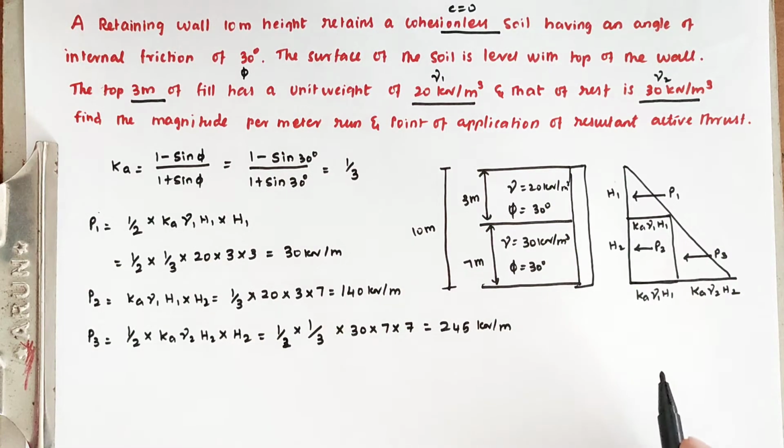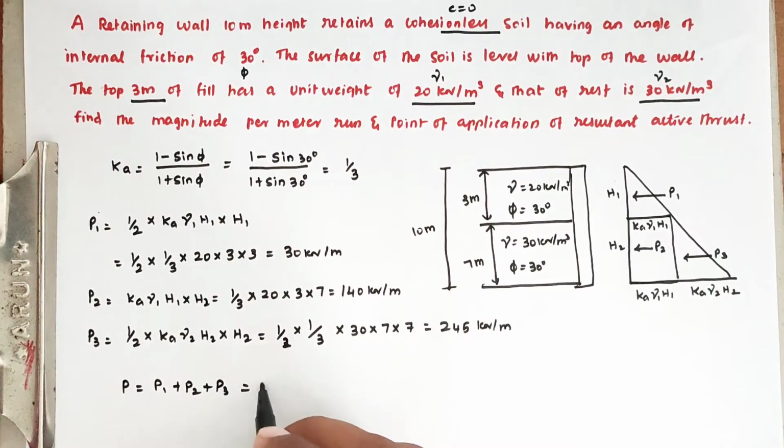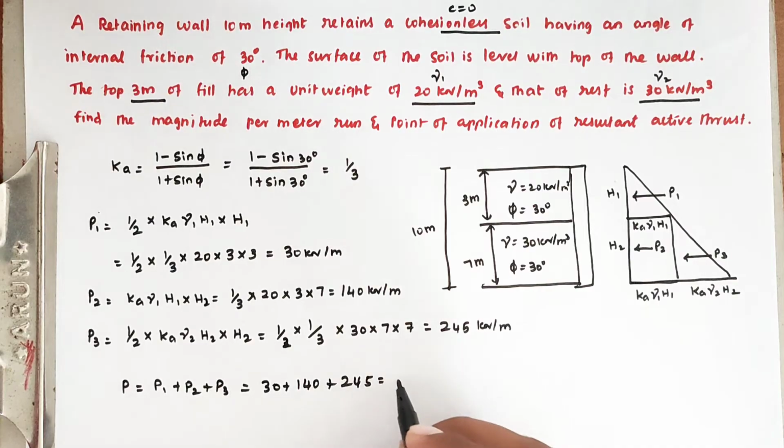Now we can add all these. P equal to P1 plus P2 plus P3, so 30 plus 140 plus 245. Total is 415 kilonewton per meter. So this is the total magnitude per meter run.